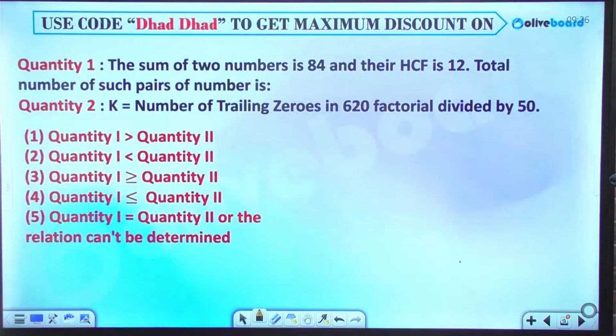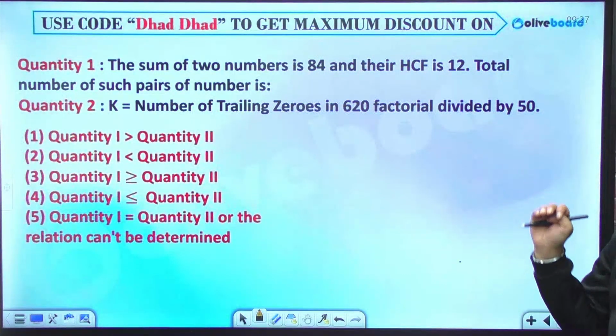देखो ये क्वेश्चन इंटरेस्टिंग है. क्वांटिटी ओरिएंटेड क्वेश्चन है. आपको Q1 और Q2 के बीच में कंपैरिजन करना है. What is Q1? The sum of two numbers is 84 and the HCF is 12. The total number of pairs is, ठीक है. और Q2 क्या है? Q2 is K which is equal to number of trailing zeros in 620 factorial divided by 50. ठीक है, ये Q1 और Q2 है. We have to compare this.